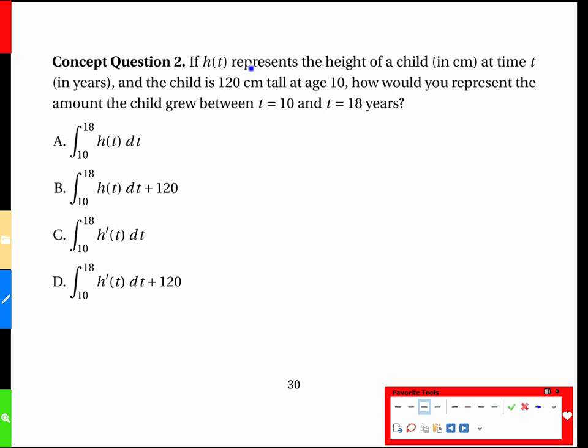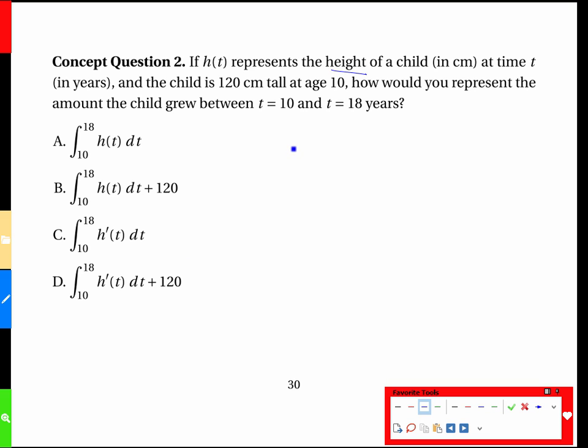Here's a quick concept question to test yourself on this. If h of t is the height of a child in centimeters at time t in years, and the child started at 120 centimeters at age 10, how would you represent the amount the child grew between that time and 8 years later when they reached 18? So take a look at the forms here, think about that net change theorem, pause the video, and we'll explore it in a second.